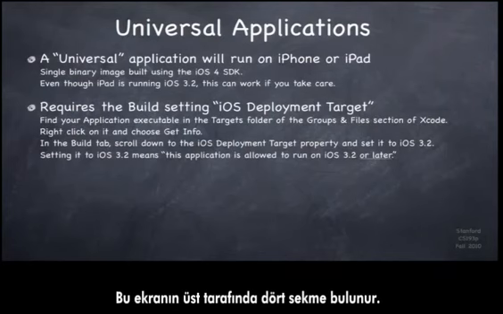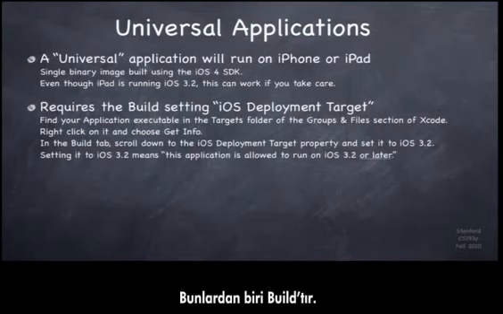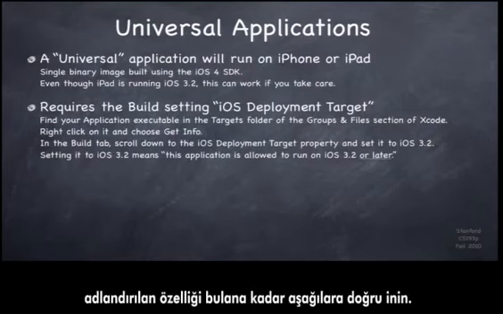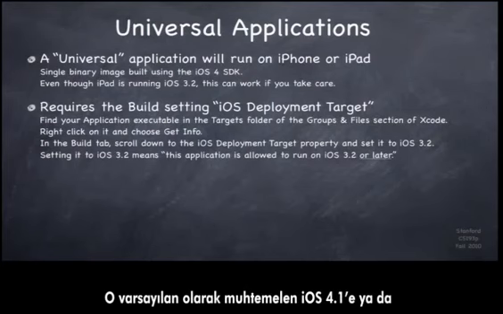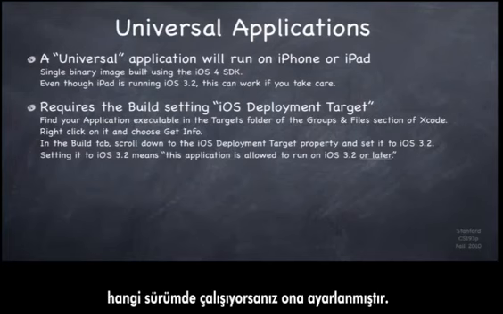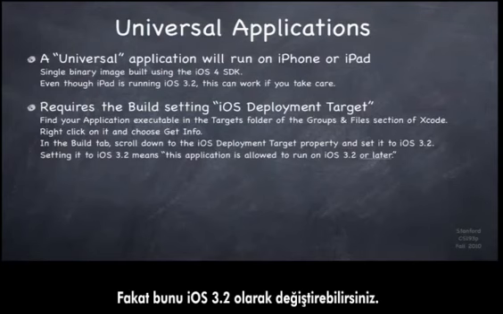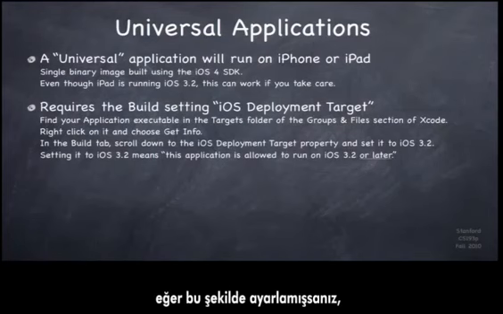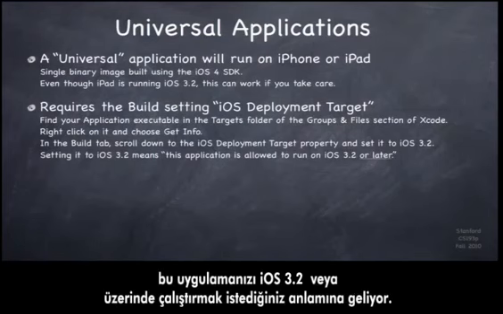Along the top, there are 4 tabs in that window. One of them is Build. So you can click on Build. And then in Build, you're going to scroll down until you find the build property called iOS Deployment Target. It'll be set by default to probably iOS 4.1 or whatever you're currently building in. But you can change it to be iOS 3.2. When you change that property, it means you are willing to have this application run on iOS 3.2, if that's what you set it to, or later.